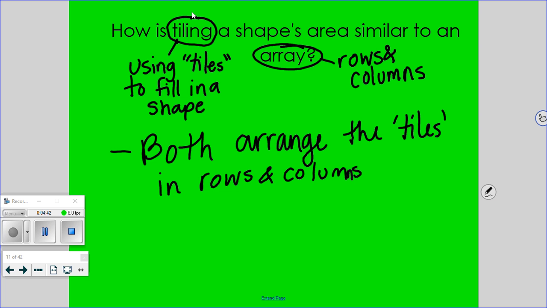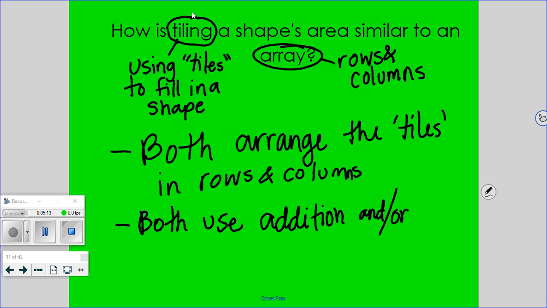How else are they similar? Bria, how else are they similar? Because in an array, I think Lily was saying, you can do multiplication or addition. And we said both use addition, and I'm going to say and, or multiplication. If you wanted to use that shortcut of multiplication, you are more than welcome to.